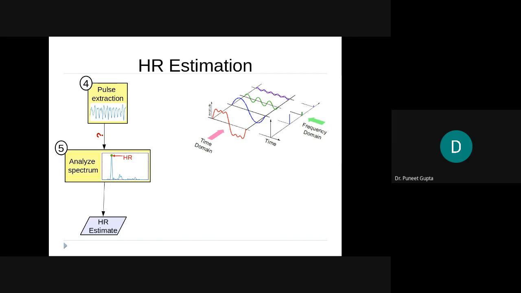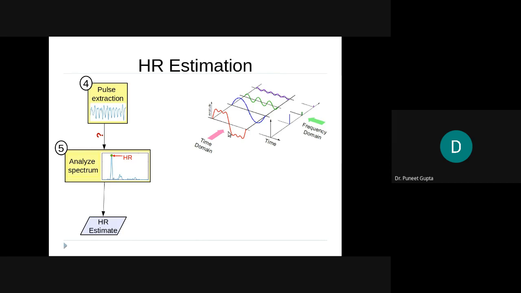There is one more operation that I have performed. As I was saying, I only want to analyze the frequency in a particular range. The range is 42 divided by 60 and 240 divided by 60, which roughly comes to 0.7 to 4 hertz. Right? So only this frequency range I want to analyze.